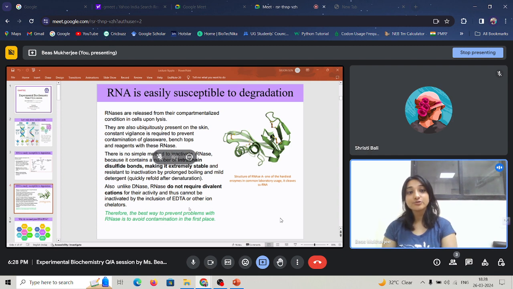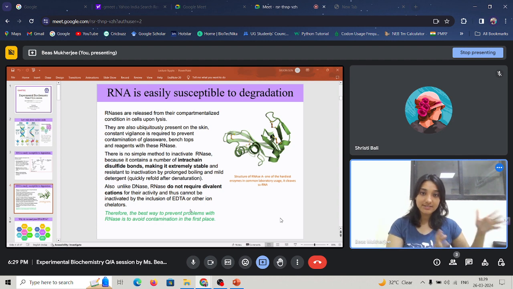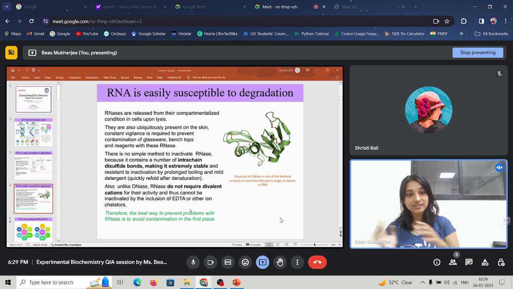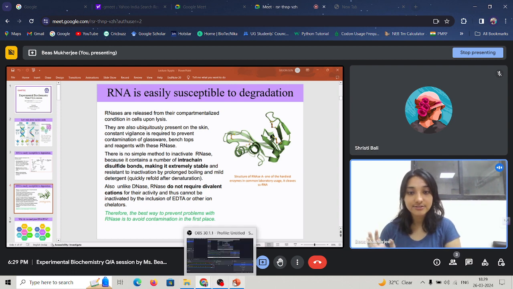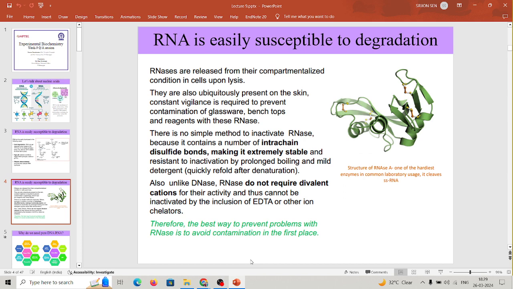Okay, and therefore the best way to prevent problems with RNases is to prevent contamination. And therefore when you are working with RNA, you need to have a completely separate setup for RNA. So there has to be a different set of pipettes, different working area, preferably different tip boxes, everything. Everything that you are going to introduce into your RNA needs to be separate from everything else that you are using for any other procedure.